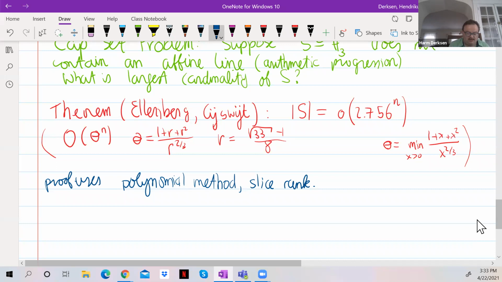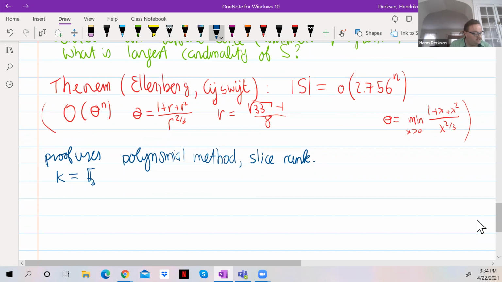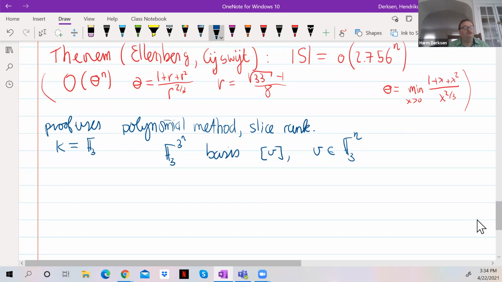And so we construct a tensor. First of all, we work over the field with three elements, and we look at the space F3 to the power 3 to the power n. The basis is given by, well, we also enumerate them by vectors, so I parameterize them by elements in F3 to the power n. That's a little bit confusing. I work over F3, but the basis elements are parameterized by things in F3 to the power n. But you can think of this vector space as arbitrary functions from F3 to the power n to F3. So then you get the space of this dimension.